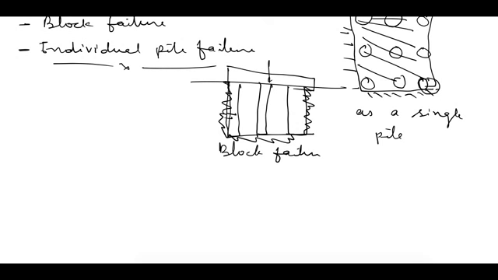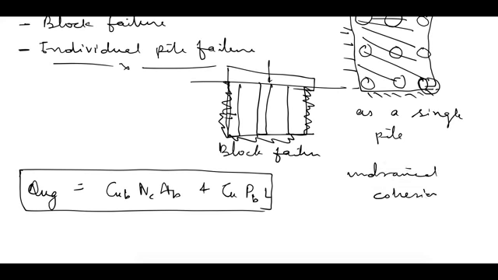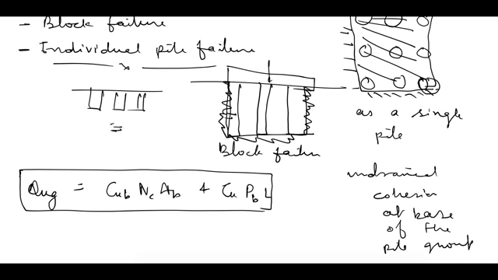So the pile load capacity of this block can be written as Qug = Cub Nc Ab + Cu Pb times L. Now here this Cub is the undrained cohesion at base of the pile or base of the pile group. So Cub is the undrained cohesion in this part. This is our pile group. So in this part the value of C we are denoting with Cub.